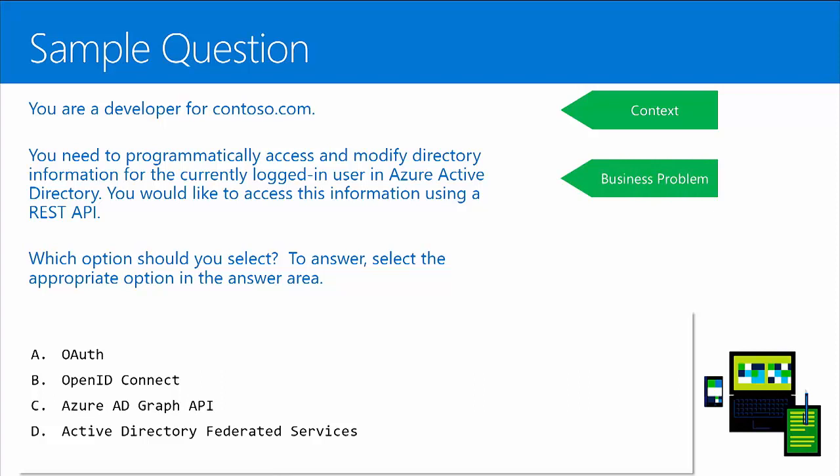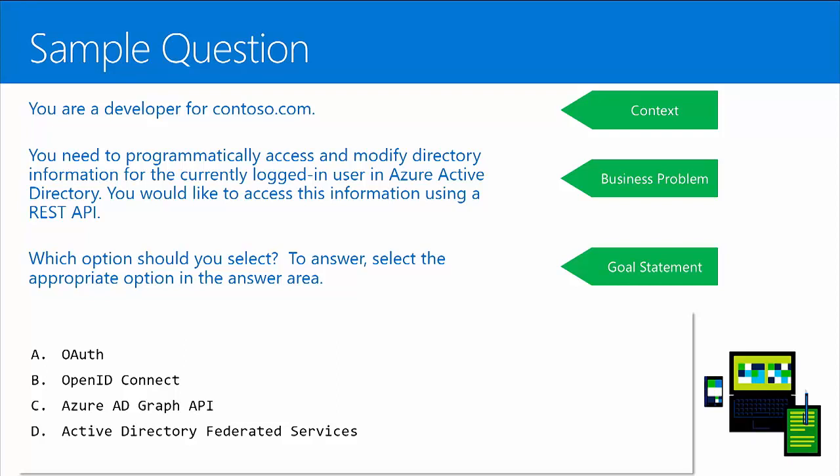The business problem is that you need to programmatically access and modify directory information for the currently logged in user in Azure Active Directory. You would like to access this information using a REST API. So you need directory information, profile information for the user who's currently logged in. Which option should you select?